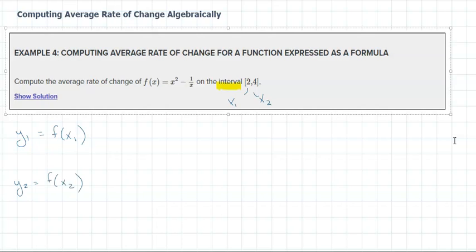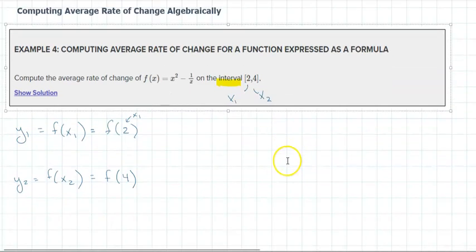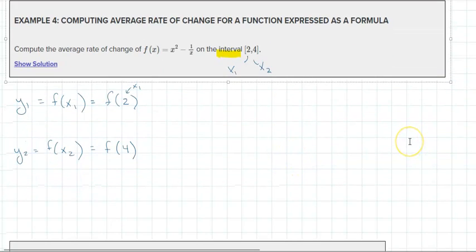So f of x1 is going to be f of 2, and f of x2 is going to be f of 4. So remember, this is x1 from up above and from right up here. And x2 is here, it's 4. All right, so now we just have to plug it in. So we've got x squared minus 1 over x. So for the first one, we get x squared. So x is 2.